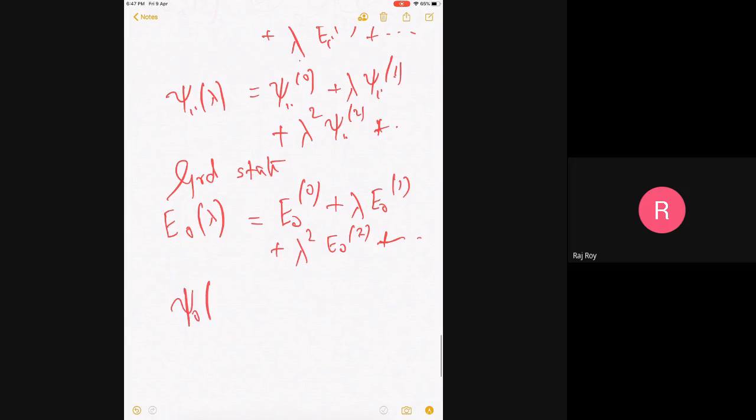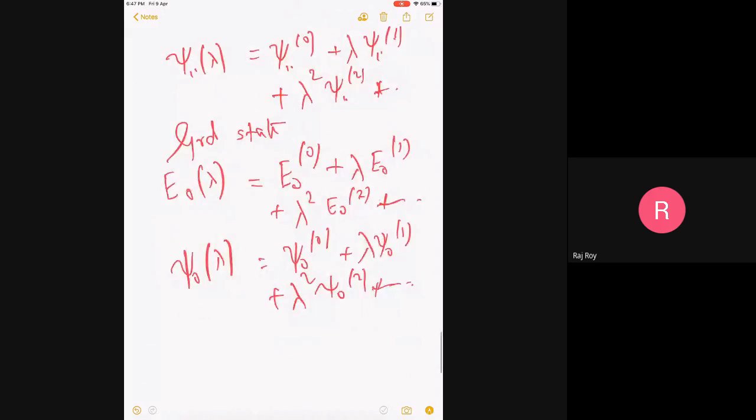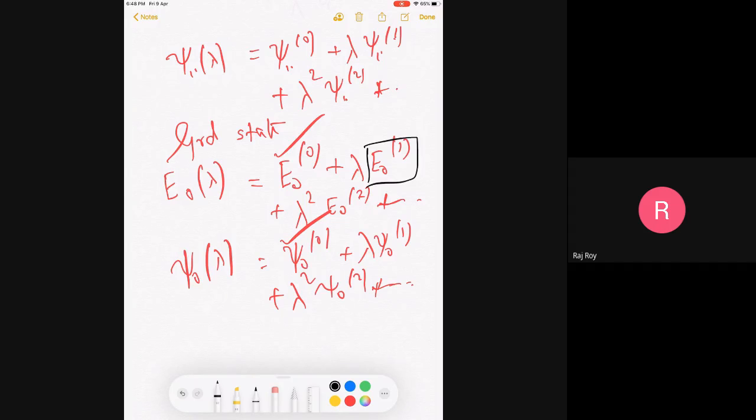So psi 0 lambda is psi 0,0 plus lambda psi 0,1 plus lambda squared psi 0,2. These two numbers I already know. I hope that's clear to you, because that's the solution of H0. These are the numbers which I don't know.